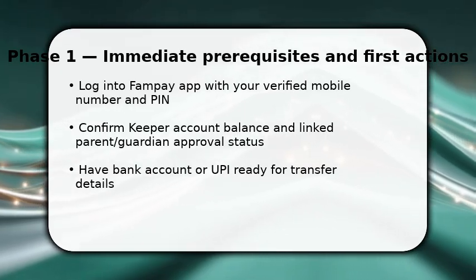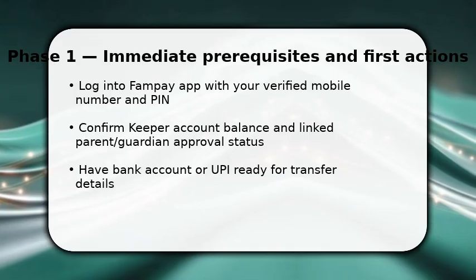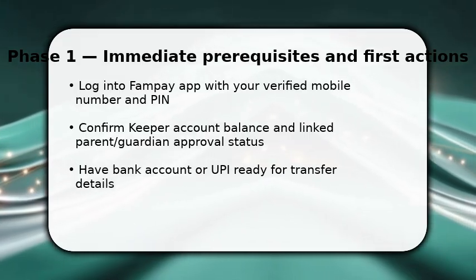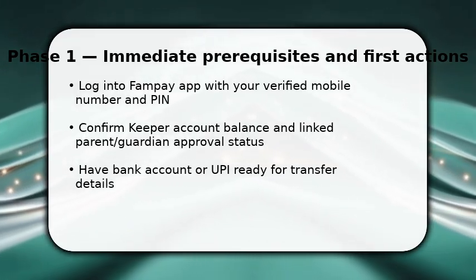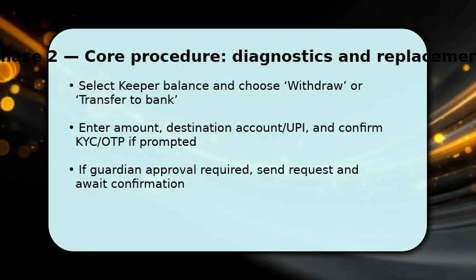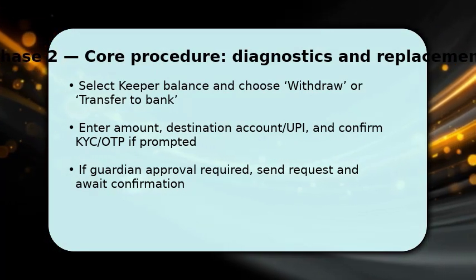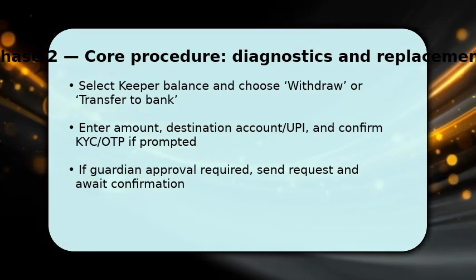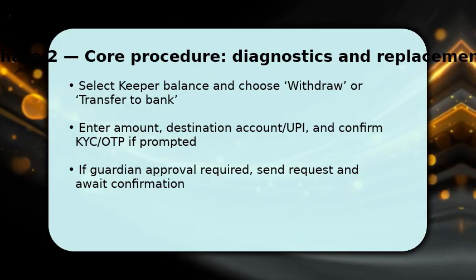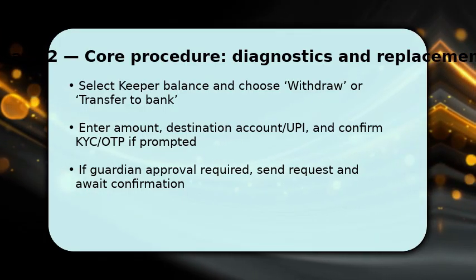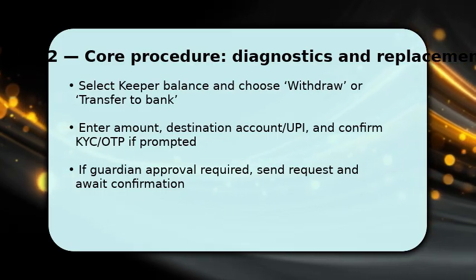Make sure notifications are enabled so you receive any OTPs or approval requests immediately, and then tap into the Keeper section to begin. You now initiate the withdrawal by selecting the Keeper balance and tapping Withdraw. This action starts the transfer flow. Enter the exact amount and paste the bank account or UPI ID because small errors create rejects.